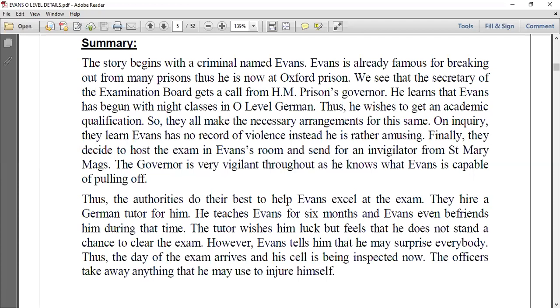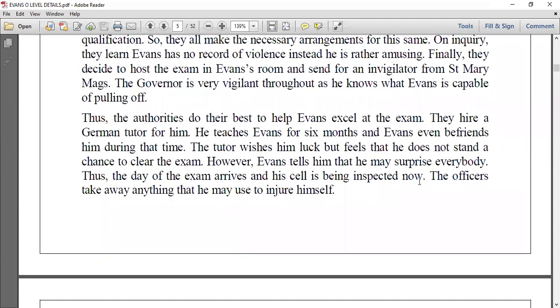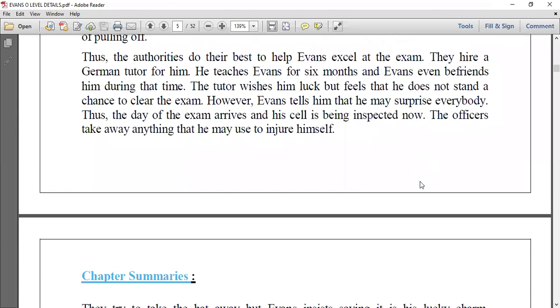The governor is very vigilant throughout, as he knows what Evans is capable of: pulling off an escape, and of course breaking out of the prison. Thus, the authorities do their best to help Evans excel at the exam. The authorities also hire a German tutor for him, because he wanted to complete the German O-level examination.